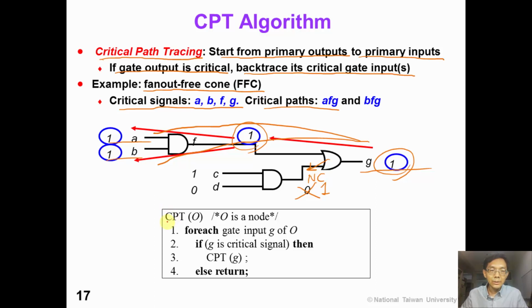So here is the CPT algorithm. Given a circuit node O, for each gate input G of O, if G is a critical signal, then we recursively perform the CPT on G. This is finished when we hit the primary input, and then we finish this CPT algorithm. We can see that this is a very simple algorithm that can be finished in linear time.